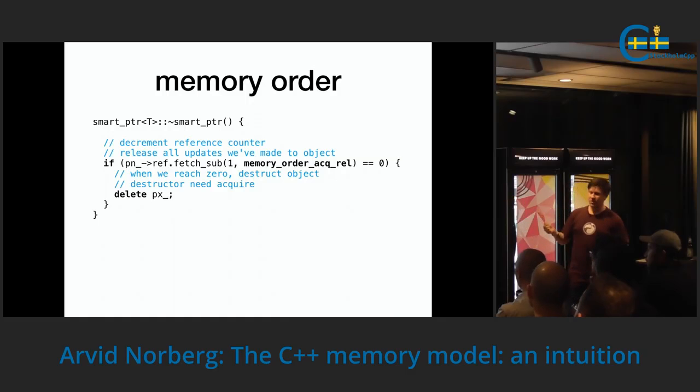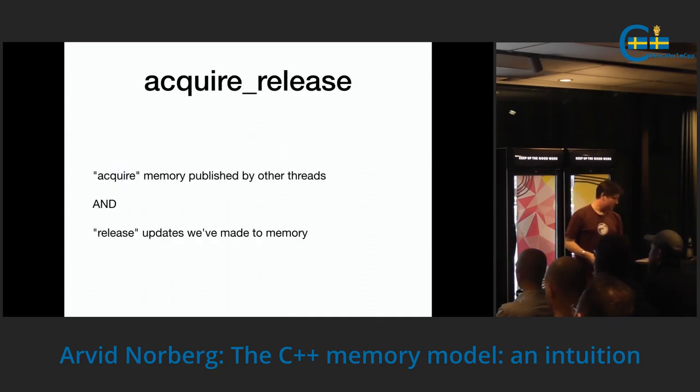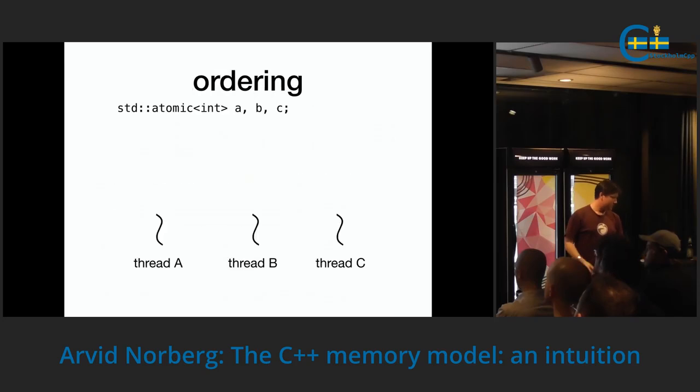So there's another memory order called acquire release. In most cases, whenever we decrement the counter and it doesn't end up being zero, we want to make sure that all of the updates that we have made to the object that this shared pointer or smart pointer holds are published to other threads that potentially may want to access this object. But the one time we decrement and it turns to zero, we want to make sure that we acquire all of the changes that other threads may have done to the object so that we can safely call the destructor on it. So this is an example of where you would need both acquire and release. So basically, acquire release does both. That's what it does. So now let's talk about ordering.